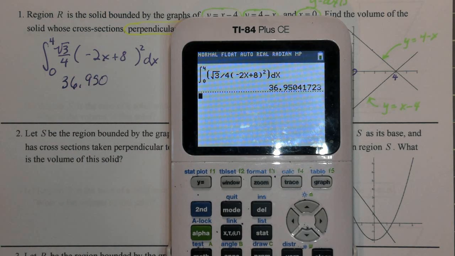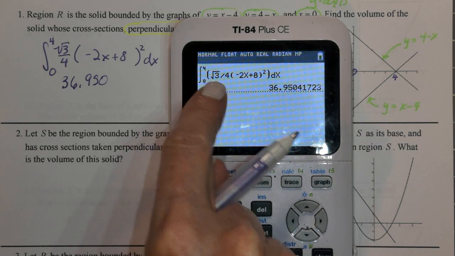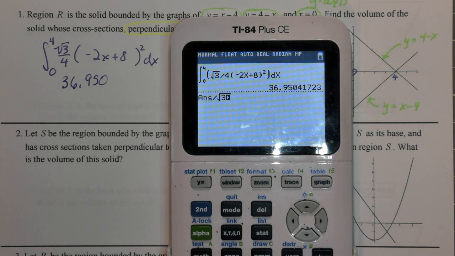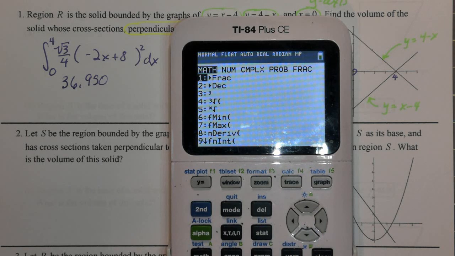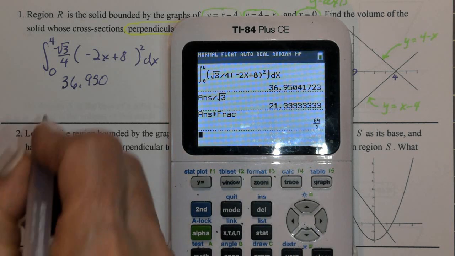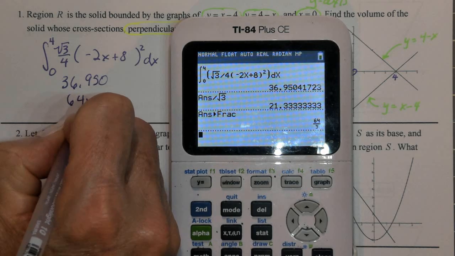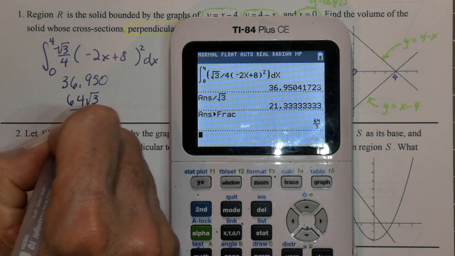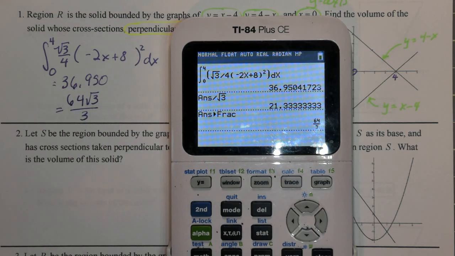Okay? If this was a multiple choice question, they would probably put it in terms of square root of 3. So if we divide back out that square root of 3 and then change it to a fraction, this will be 64 square root of 3 over 3. Okay, know how to get a multiple choice question.